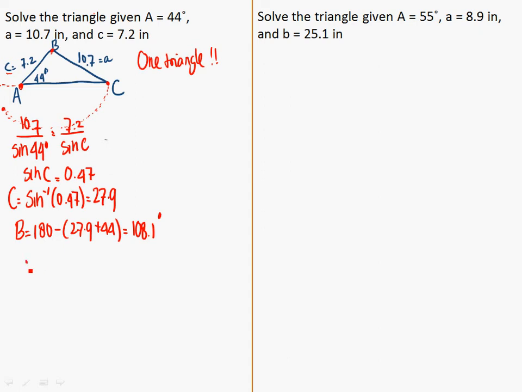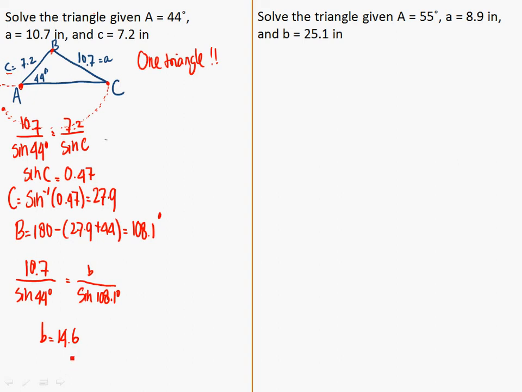And you finish the problem by using the 10.7 over sine 44. That would be side B divided by the sine of 108.1. Solve that for B, and you should get 14.6.